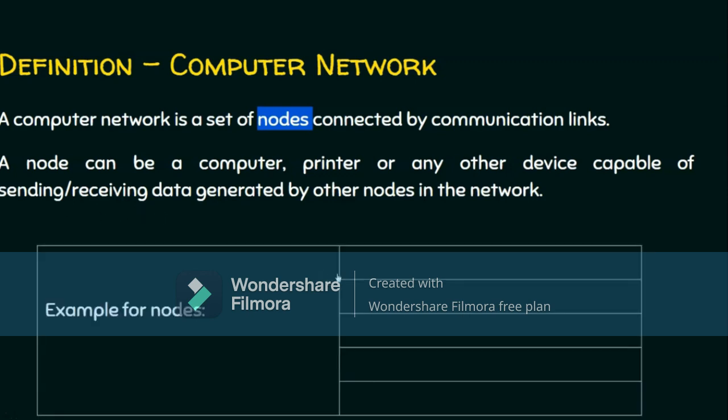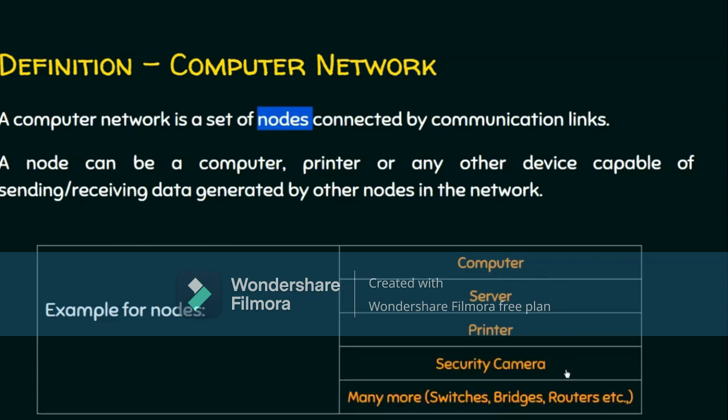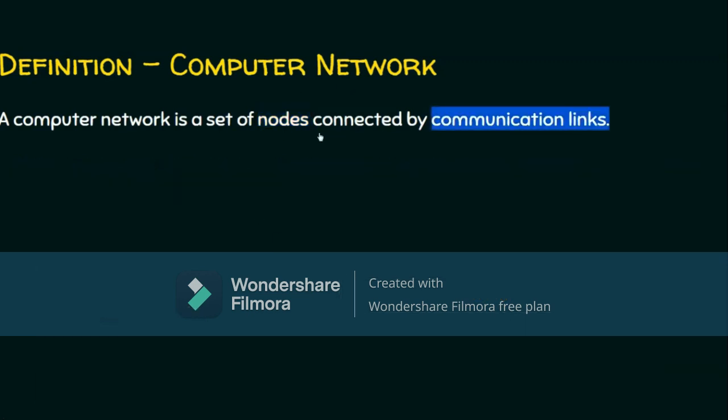We shall see some examples for nodes. Obviously, a computer is a node because a computer can send data as well as receive data. A server, printer, security camera, and many devices like switches, bridges, and routers are also called nodes. We will be dealing with switches, bridges, and routers in the upcoming lectures. Now we are done with nodes.